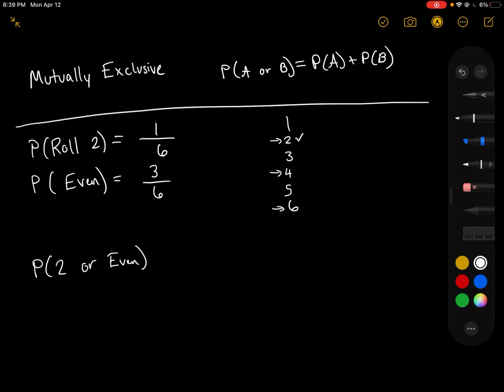So now, if we're looking for the OR probability, so rolling a 2 or an even number, we have to go and take a look first at whether or not these are mutually exclusive. So is it possible to have both at the same time?